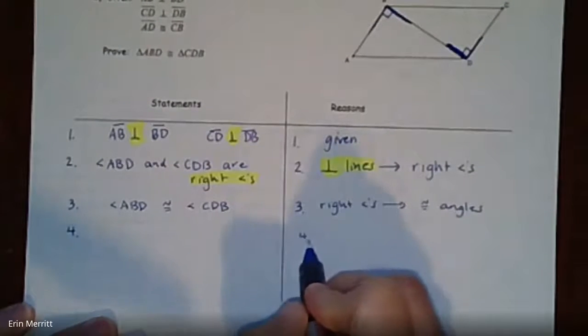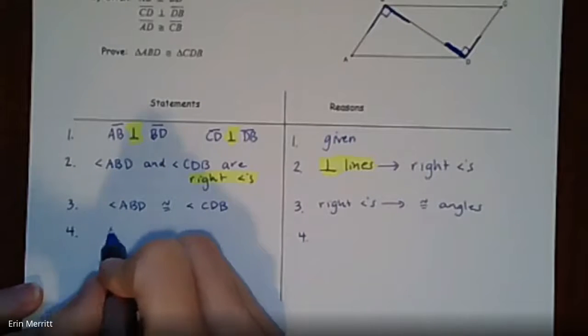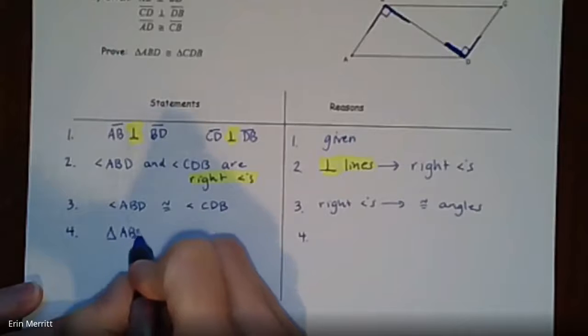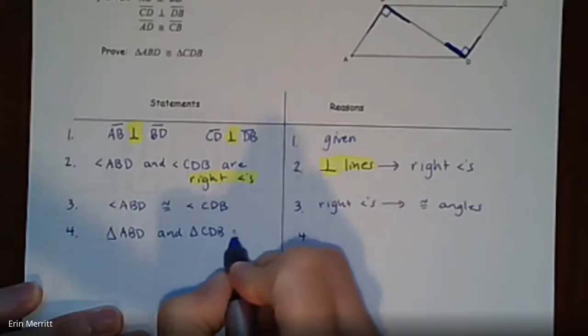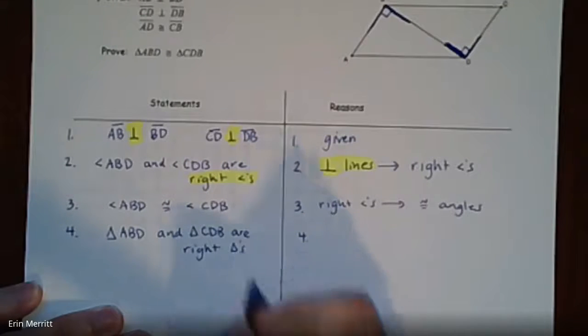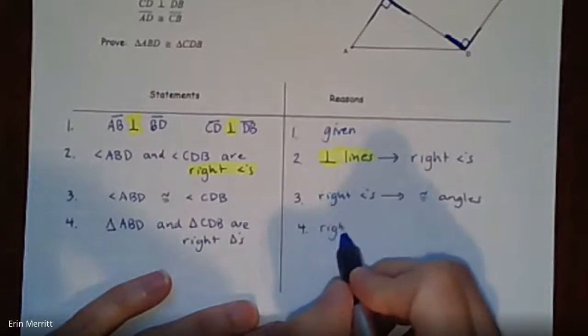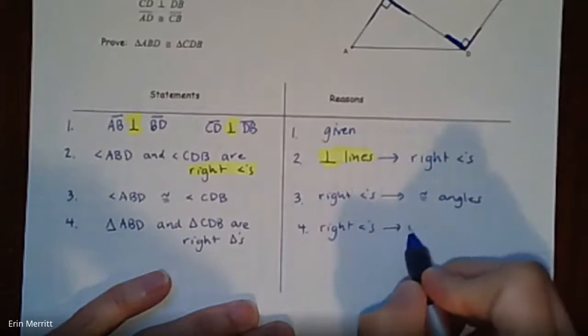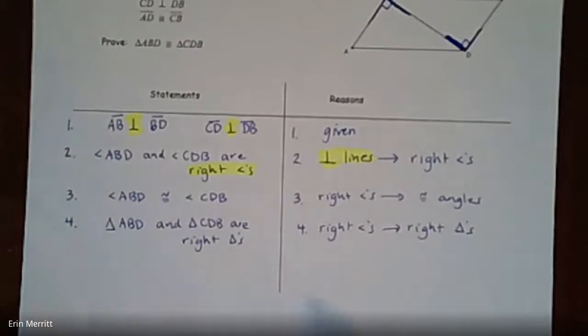Step 4 would be to say, well, what if I need to know the triangles are right? Well, let's get that out of the way. So we can say triangle ABD and triangle CDB are right triangles. And my reason for that would be to say right angles implies right triangles. So if you want, you can just put them both down and then you've got everything covered.